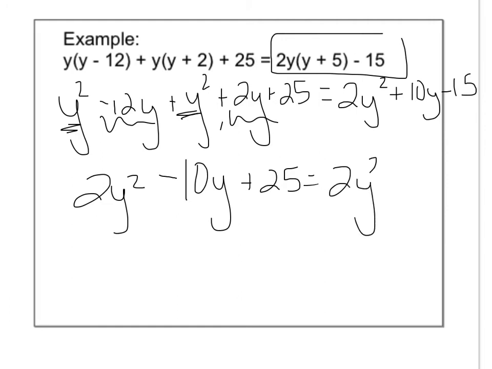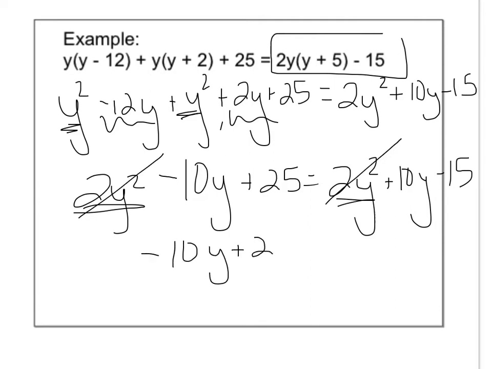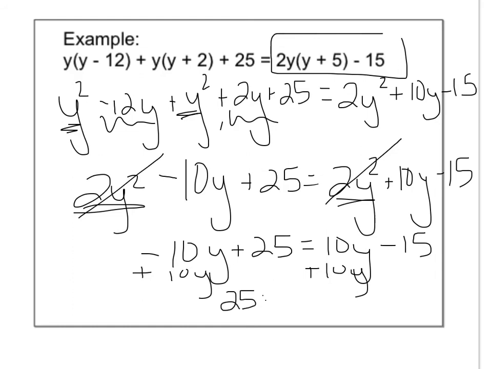I'm going to rewrite everything that's on the right hand side exactly as it is. And then I stop and I look. And I say, oh, alright, we've got 2y squared on one side and another 2y squared on the other side. So what we need to do is just subtract 2y squared from each side. That cancels that out. So now what you're left with is negative 10y plus 25 equals 10y minus 15. Okay. So then we say, alright, I want to add this 10y to the positive 10y. So I'll get 25 equals 20y minus 15.